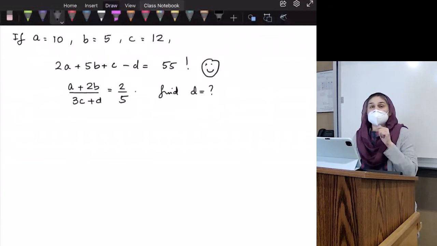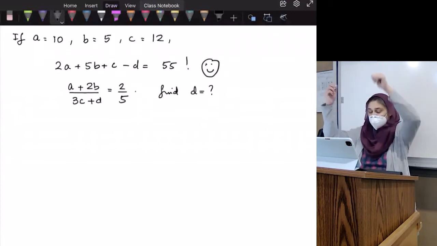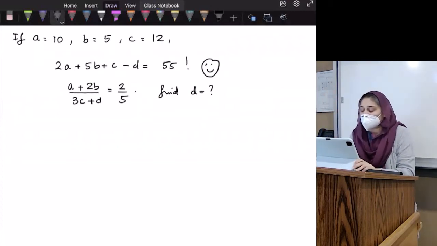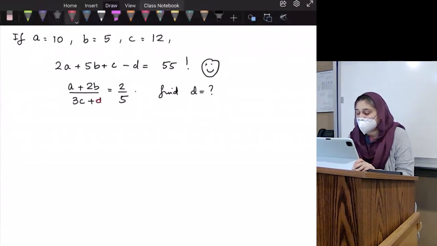This is where cross multiplication happens. Everybody familiar with cross multiplication? Anybody want me to walk you through this? Remind you? Sure, let's do this. Okay, so cross multiplication, when you have a problem like this, you are looking for D, correct?